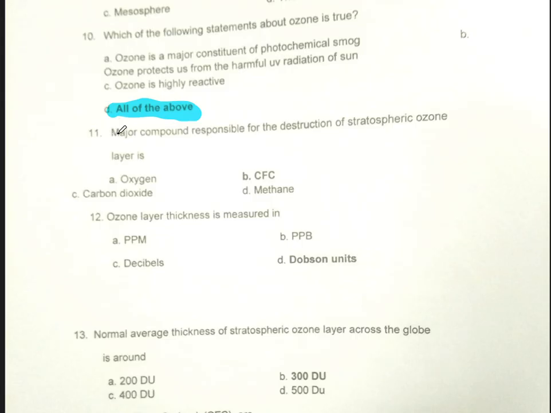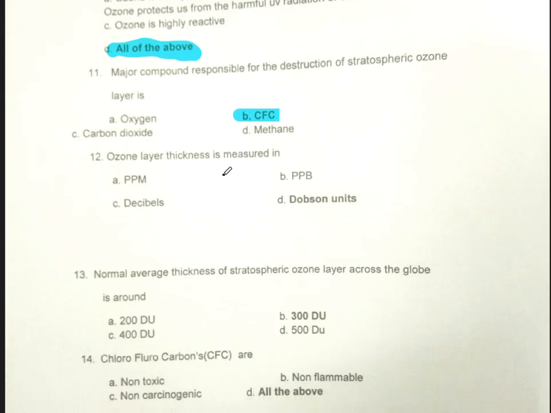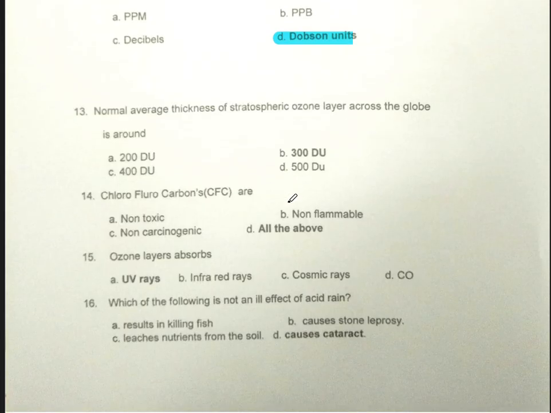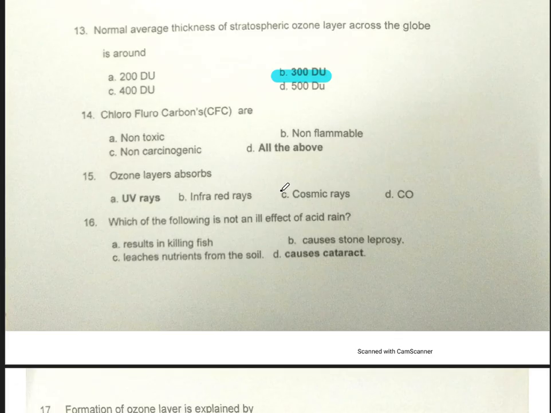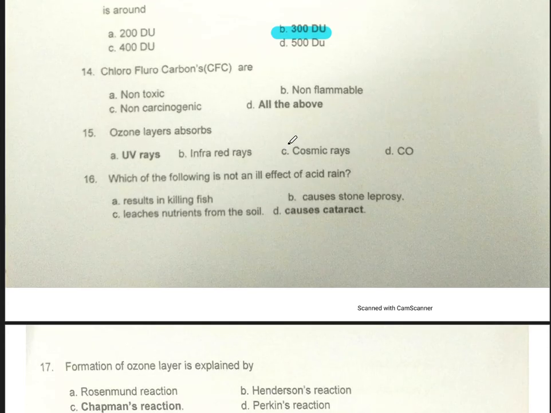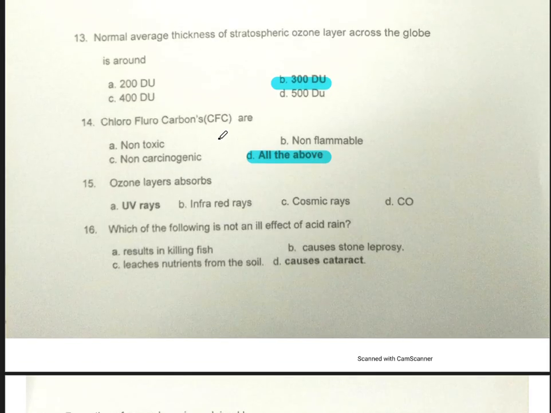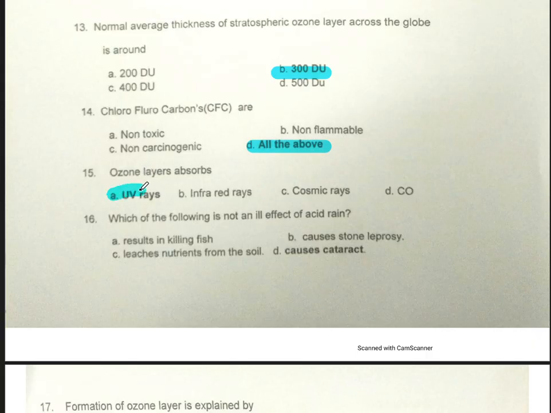A major compound responsible for the destruction of the stratospheric ozone layer is CFC, chlorofluorocarbon. Ozone layer thickness is measured using the Dobson unit. The normal average thickness of the stratospheric ozone layer across the globe is 300 Dobson units. The chlorofluorocarbons are non-toxic, non-carcinogenic, non-flammable, all of the above. Ozone layer absorbs harmful UV rays.